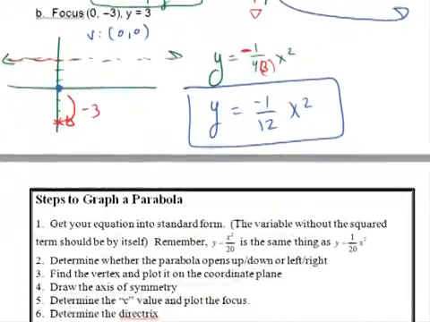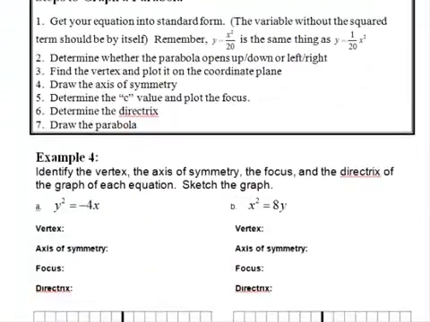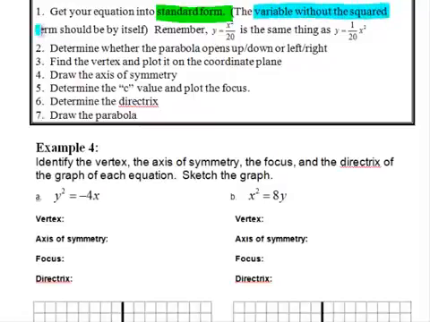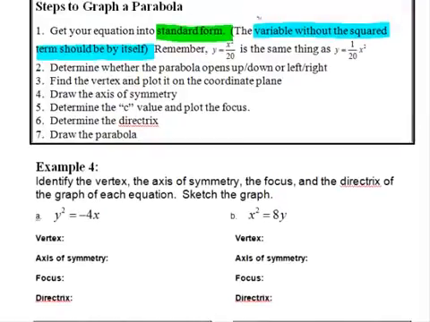All right. What about graphing? A couple of things about graphing. First of all, we have to make sure that we highlight this, your equation into standard form, which means the variable without the squared should be by itself. So for example, it should be y equals or x equals. That's what we're trying to get at. Y equals or x equals.